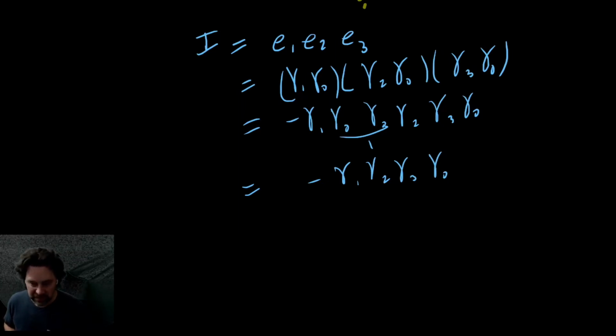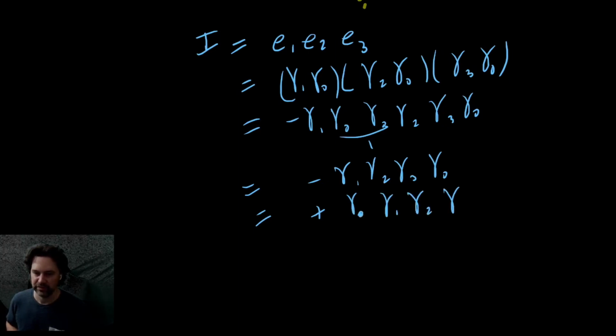And if we permute gamma naught so that it's at the beginning, where it looks like it belongs, for prettiness, we change the sign with each swap, so minus, plus, minus. So we're now left with plus gamma naught gamma 1 gamma 2 gamma 3. What do you know? The spatial pseudoscalar is also the same as the pseudoscalar for the STA. This is our STA pseudoscalar.